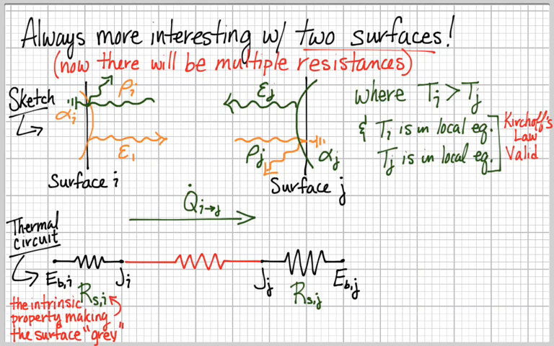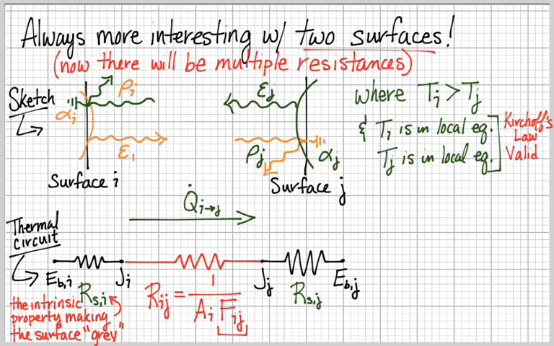Because I have a higher temperature surface on the left, surface I, heat will be propagating from left to right. There's my Q with an arrow showing the directionality of that radiant heat flow. Remember, this is light. And I'm going to have some resistance between those two surfaces. That's that red resistance between the nodes of radiosity for I and radiosity for J.